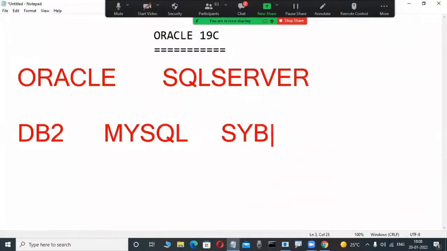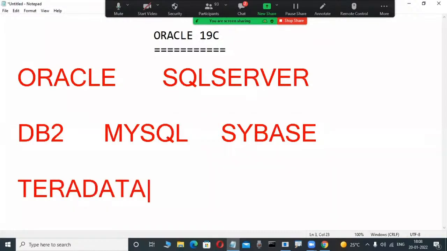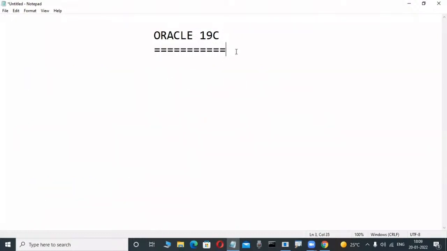Again, Sybase is a database product from Ingres Corporation. Again, Teradata. Maybe so many fellows have an idea, data warehousing application programmers. Teradata is a database product from NCR Corporation. SQLite is a database product. Like this, so many database products are there from different companies. That's why Oracle is one of the popular database products.